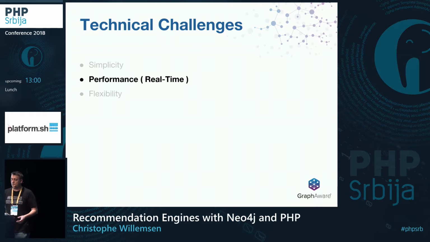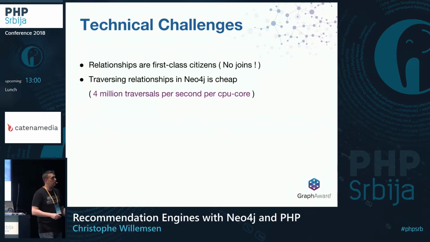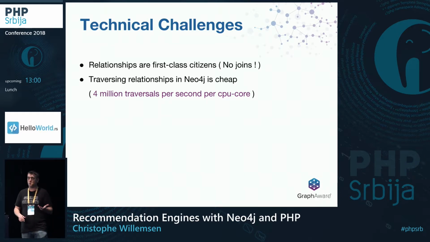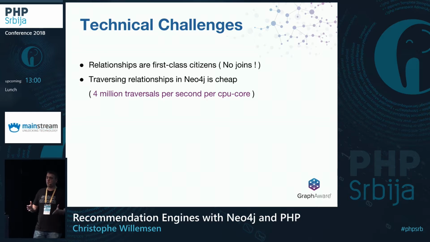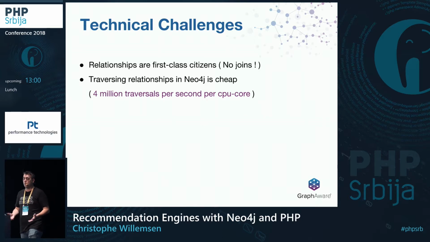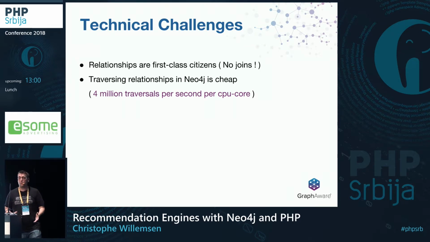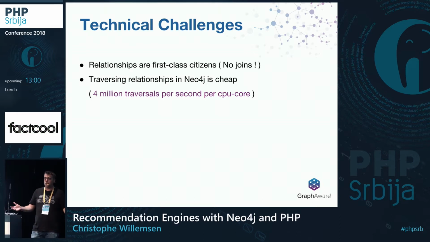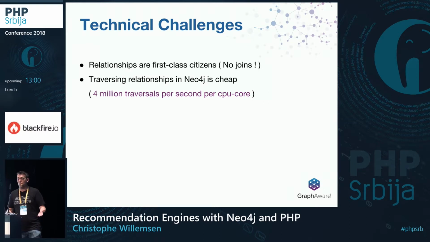So to give you an example about performance, this is a benchmark from already 3-4 years ago. There is no concept of join in Neo4j. So traversing relationships is very, very cheap in Neo4j. You could now do more, I think, but 4 million traversals per second per CPU core. So if you have a standard machine, I don't know, 8, 16, 32 CPUs, you can make a lot of traversals per second for providing users and recommending items to the user.